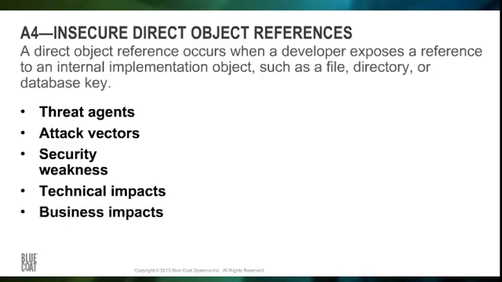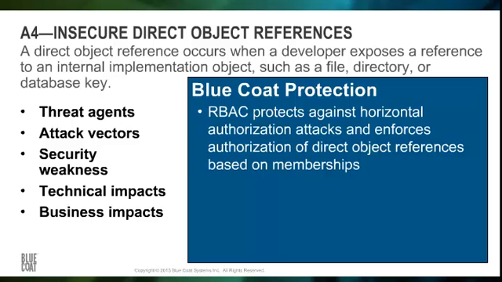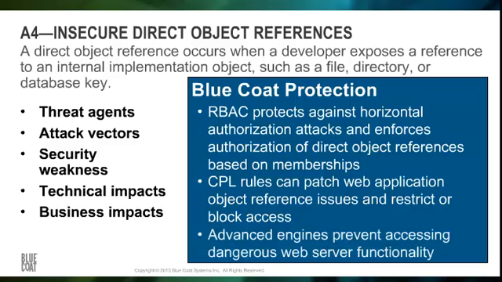Business impacts can include the business value of the exposed data, as well as the business impact of public exposure of the vulnerability. The Blue Coat WAF solution offers the following protection. ProxySG role-based access controls protect against horizontal authorization attacks and enforce authorization of direct object references based on user or group membership. You can leverage ProxySG CPL rules to patch web application object reference issues, as well as to restrict or block access to applications, pages, services, or resources. The command, code, and path injection advanced engines prevent accessing dangerous web server functionality.